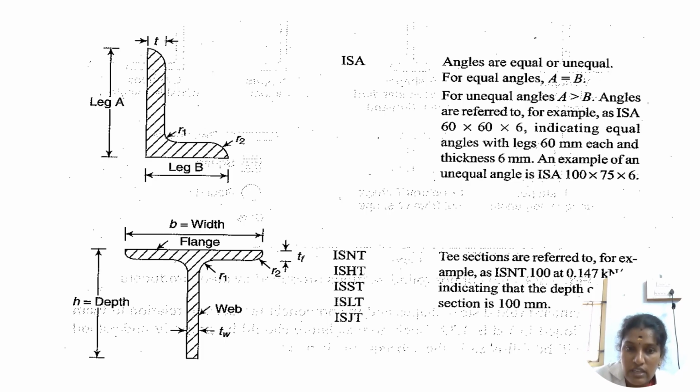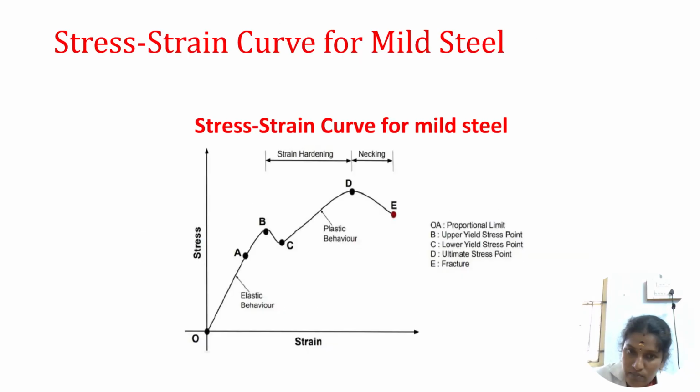And also the same for the flange sections. We have different types of T sections: ISJT junior T beam, light T beam, standard T beam, high T beam, and normal T. So these are all the classifications, right?